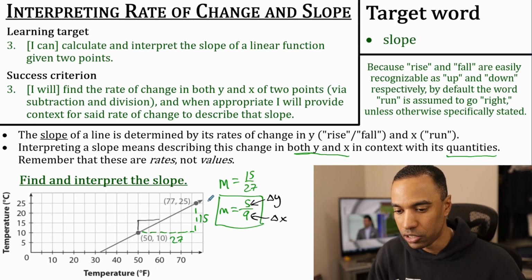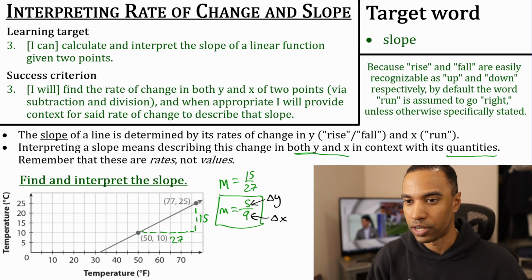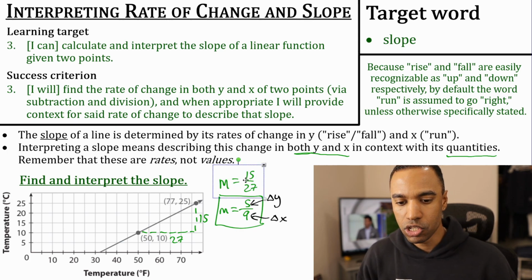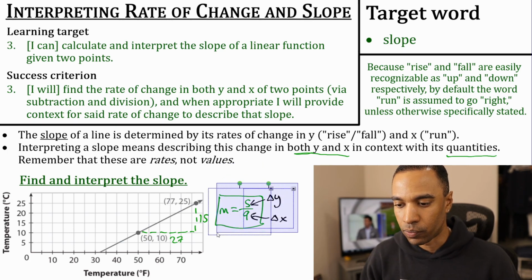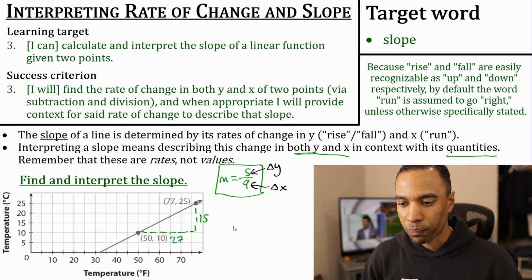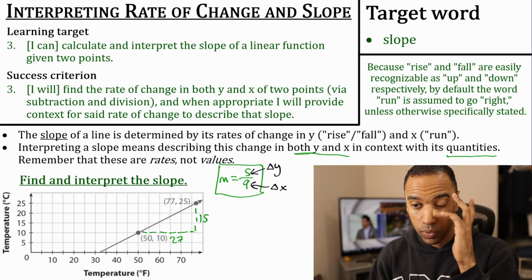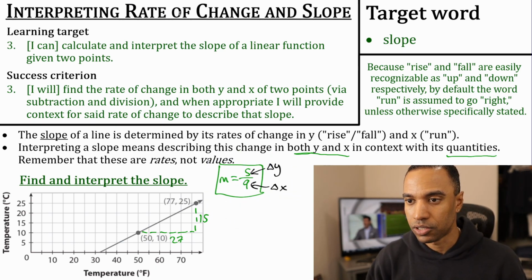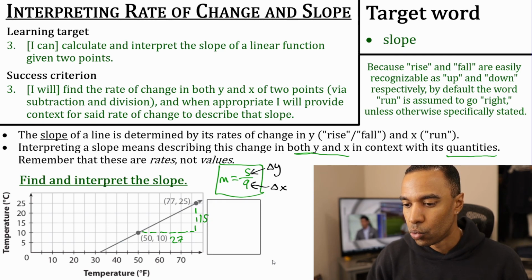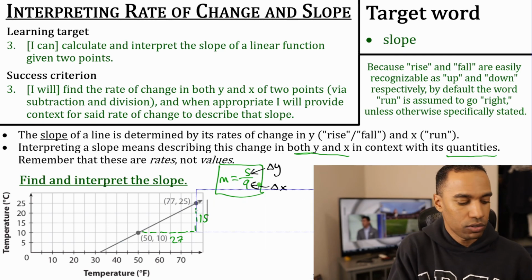We need context. What is this about? By the way, this is a real world scenario. This is about degrees Fahrenheit and degrees Celsius. There is an actual conversion process between degrees Fahrenheit and degrees Celsius, and it has a lot to do with what you see on this graph and what you see in that slope.